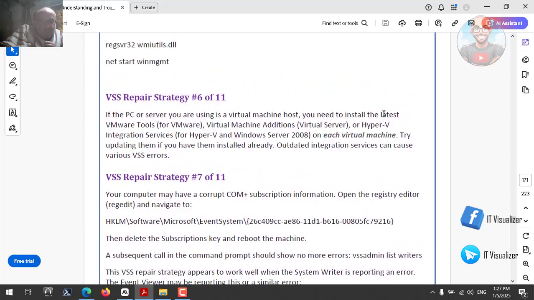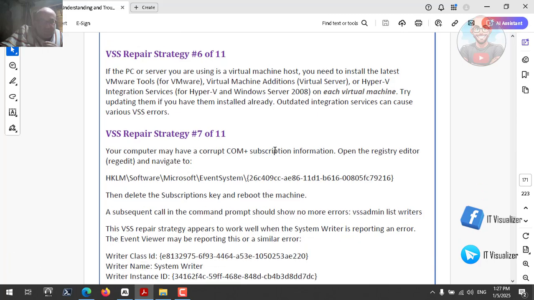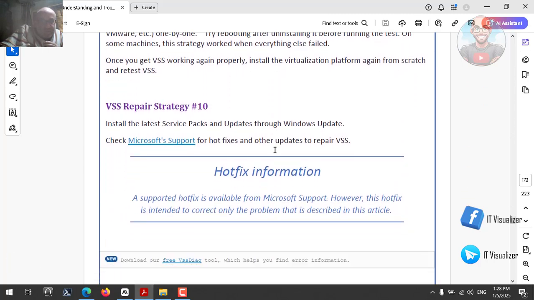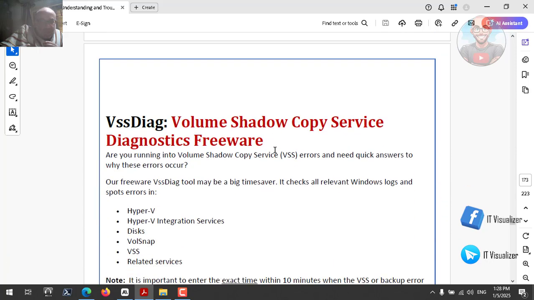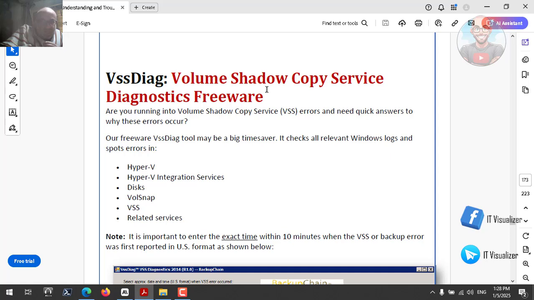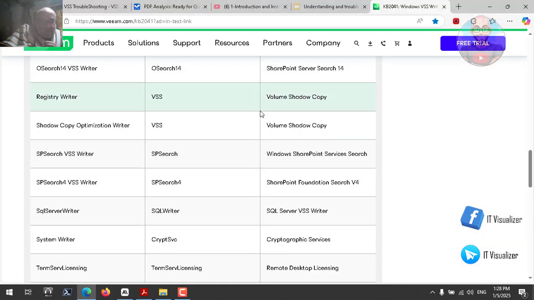If it's a virtual machine, you need to install the latest VMware tools. This is for VMware virtual machines. So there is a lot of strategies to focus on and see and read. Actually, very, very good documentation. Even though he's not saying that a certain event is solved by a certain solution. Anyway, so this is a good thing.